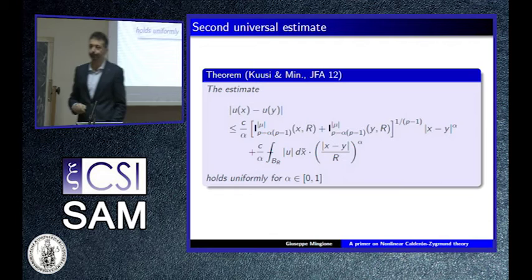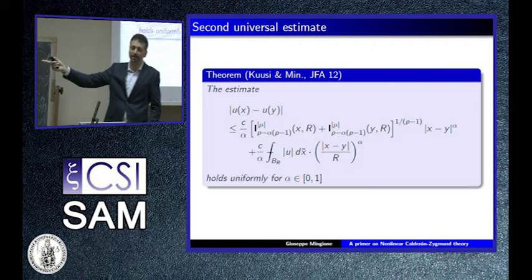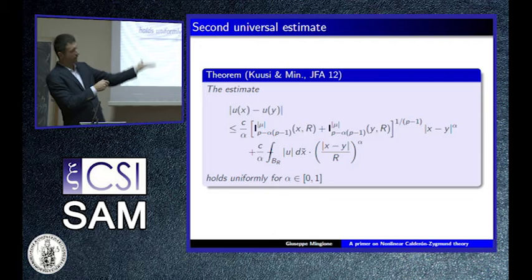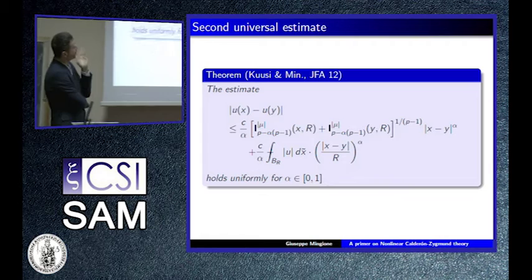So when alpha goes to 1, then you get the Riesz potential. So this is the other estimate. The first estimate is sharp at 0 and nearly sharp at 1. This is sharp at 1 and shows the sharp blow up at 0. So it's the other way around. This is just to complete the theory. Of course, you can go beyond.